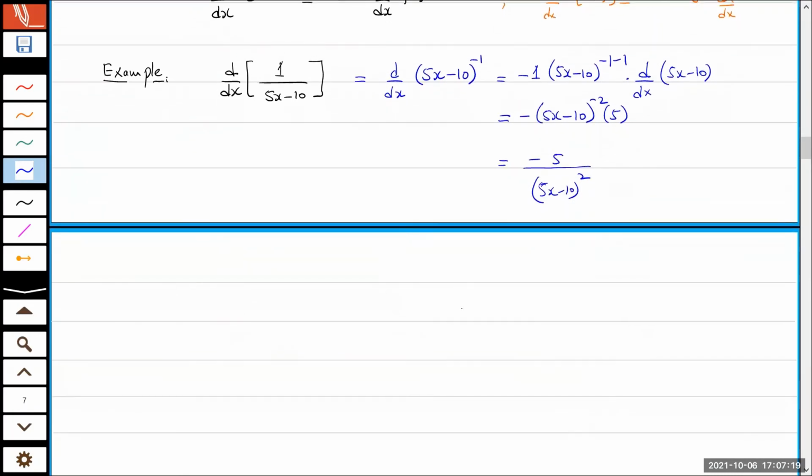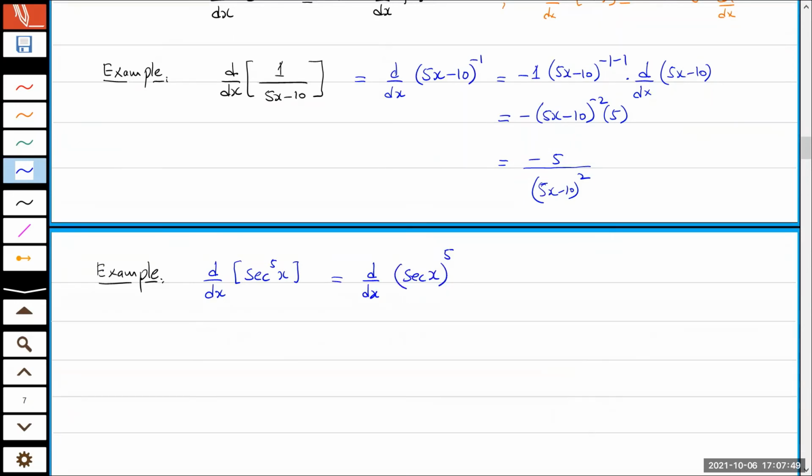Another trig function. Let's say we find the derivative of secant to the power 5 of x. Let me rewrite that. This is secant x, remember, to the power 5.